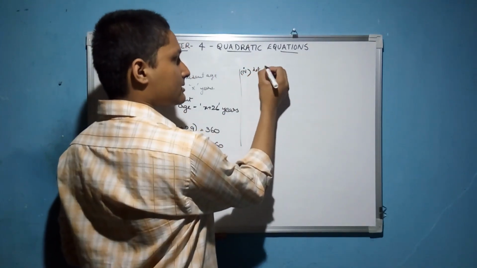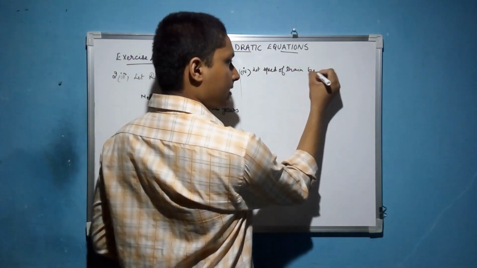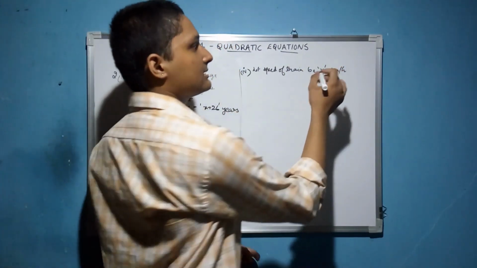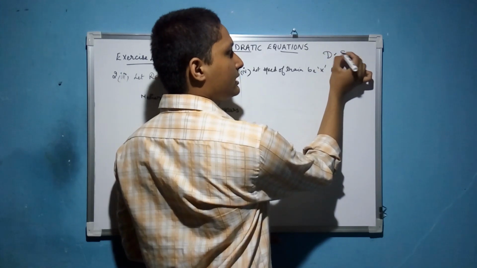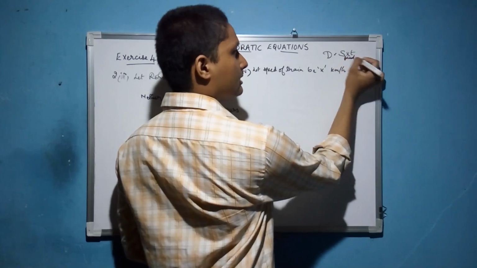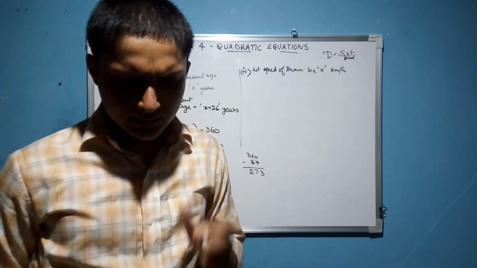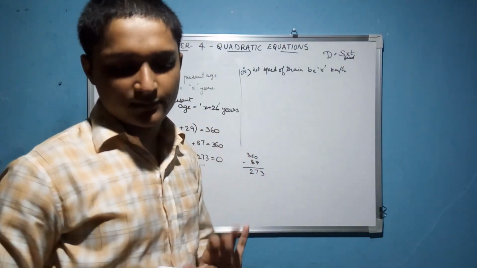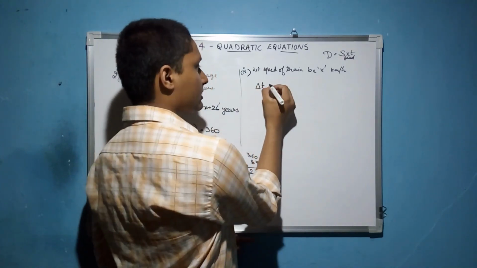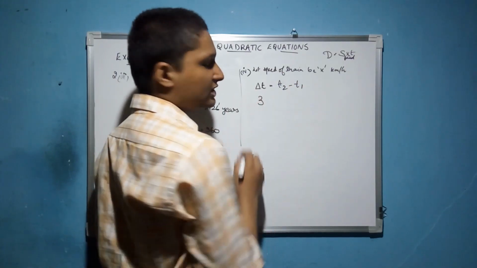Therefore, let the speed of the train be x kilometer per hour. Okay. First of all, we need to know the physics, that is, distance is equal to speed into time. Okay, that much we found out. The question here gives the difference between the two times. Therefore, I need to consider the time difference, which I can consider to be delta t. That is going to be t2 minus t1. The time difference given here is 3 hours.